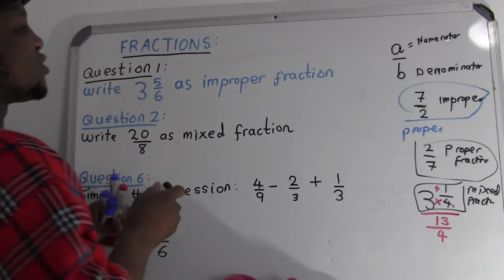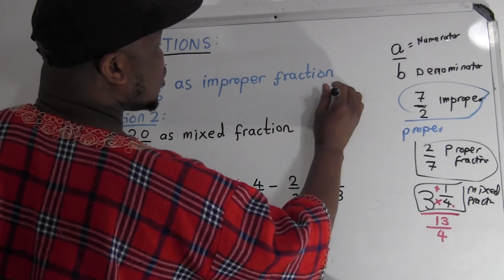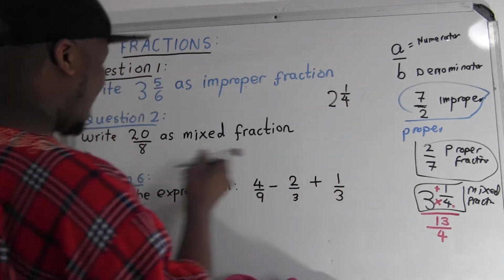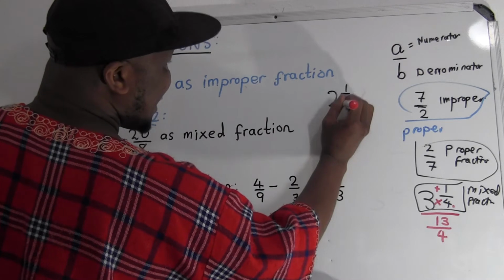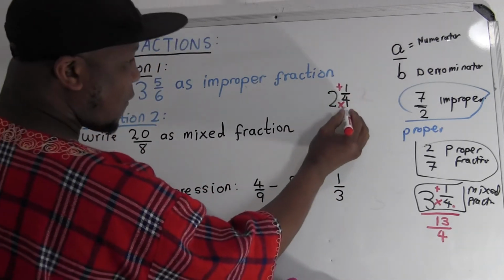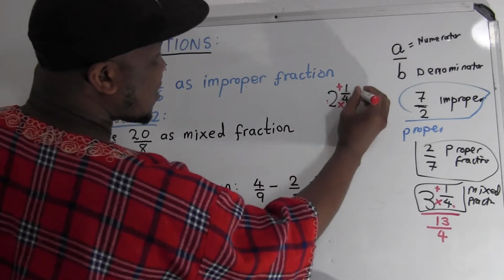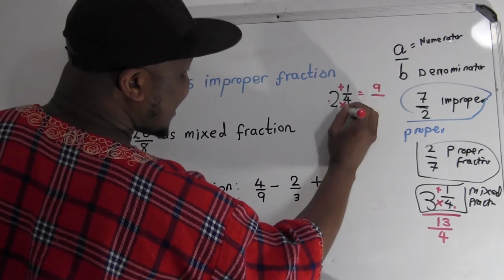Let's say for example somebody gives you 2, 1 over 4 and says change it to an improper fraction. I'm going to multiply here, and then here I'm going to add. So 4 times 2 equals 8, 8 plus 1 equals 9. Then we put it over this number here.